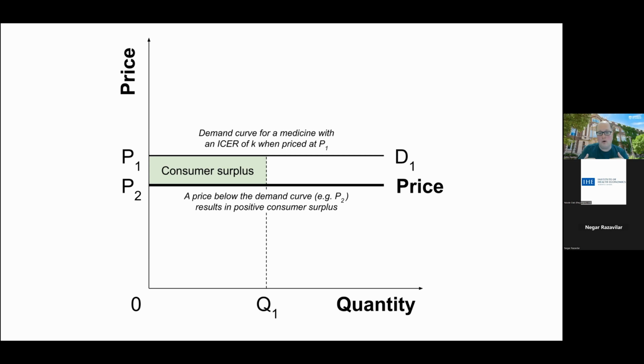Now, if the price is lower than P1, let's say P2, then the price is below the demand curve, and the region between the demand curve and the price, bounded by the vertical axis and the quantity, that green region on this graph, is what we call the consumer surplus. The lower the price, the greater the consumer surplus. If the price were pushed up all the way to P1, so that the price overlaid the demand curve, then there wouldn't be any consumer surplus. What that means is there's no population health gain. In this model, because the objective is to improve population health, the consumer surplus is synonymous with the population health gain. So a price below the demand curve results in positive consumer surplus.